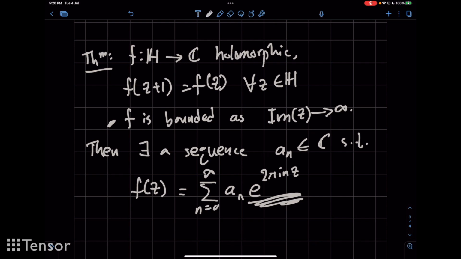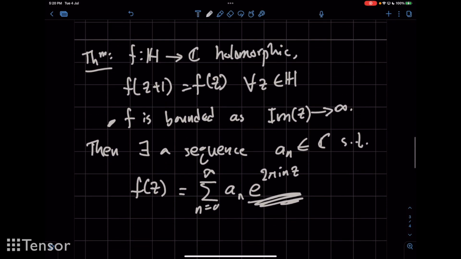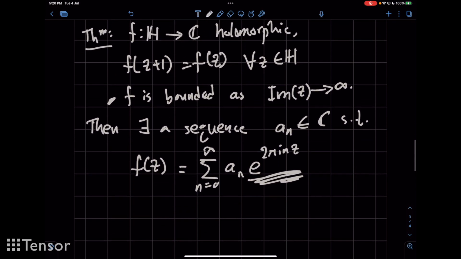So already you can see a lot of similarities with Fourier series. And yeah, we'll need to recall what a Fourier series is. But yeah, let's try to prove this theorem.